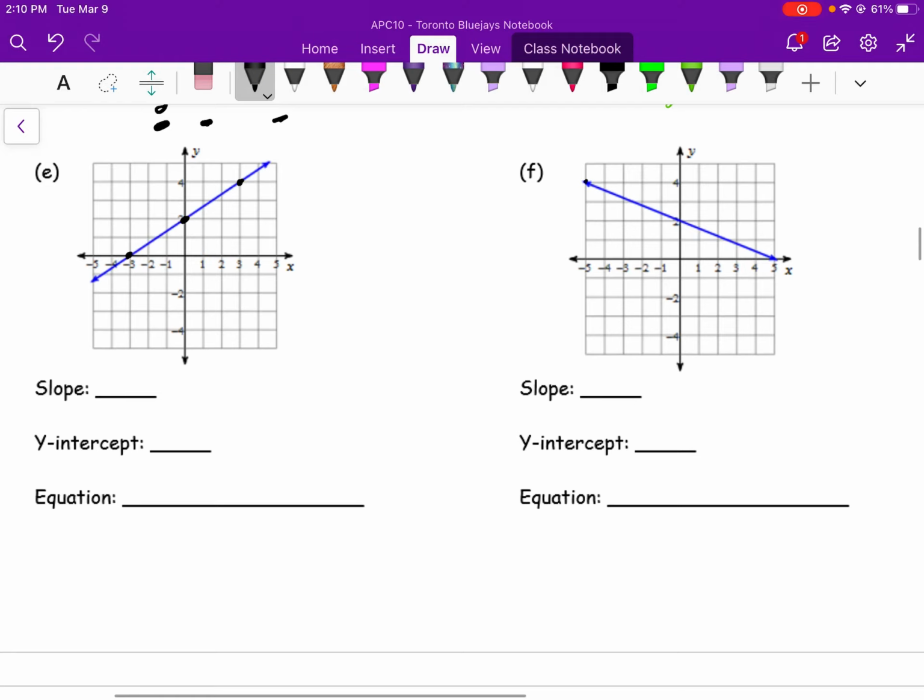And for F, I think here, I think there, and I think there. So I can build my argument based on those points. To find the slope, it doesn't matter which combinations of points you use, you should always get the correct answer.